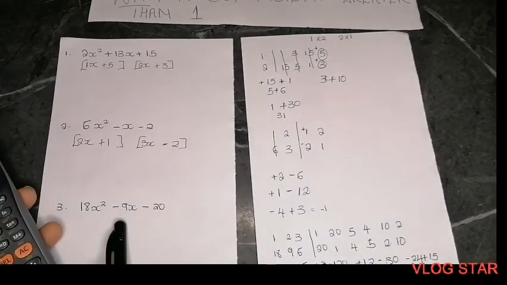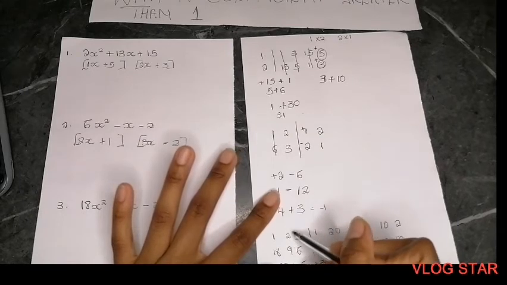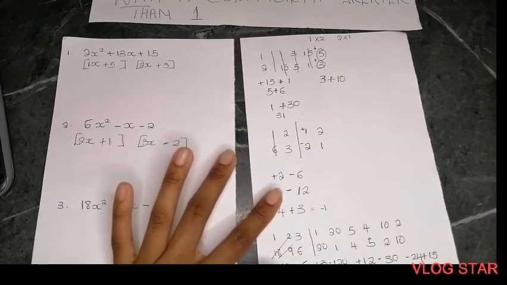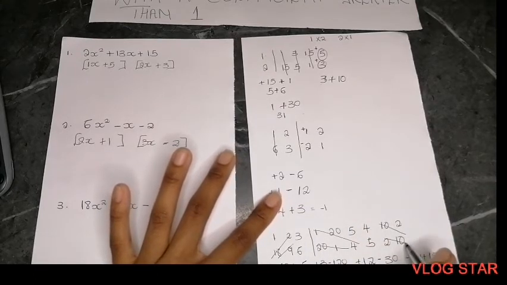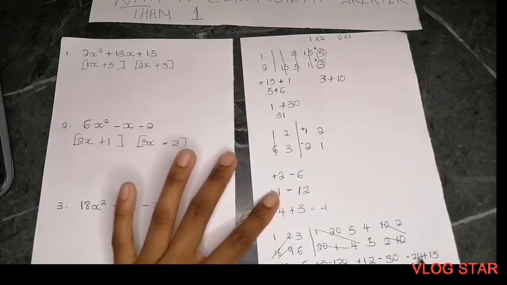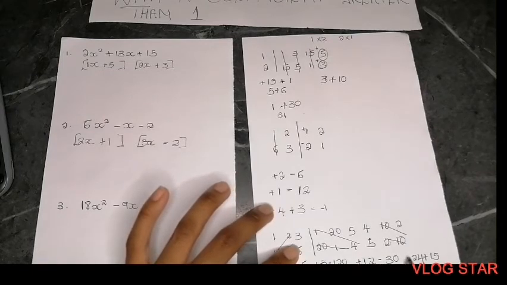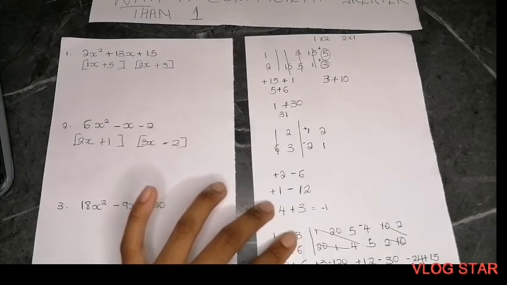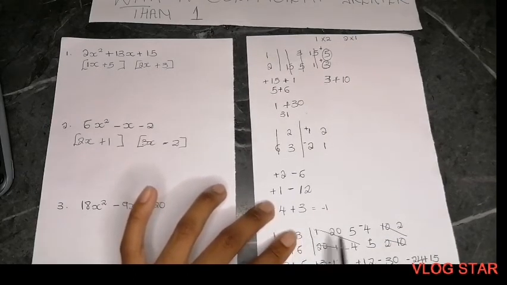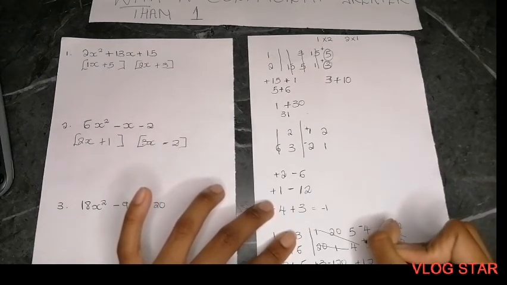Is our middle term negative 9? Yes, meaning that negative 24 plus 15 works for us, so we're just going to leave out these ones because we found the pair that works for us. I'm just scratching them so that we don't get confused. How did we get a negative 24? We got a negative 24 by multiplying 6 and 4, meaning that our 4 will take a negative sign. And how did we get a positive 15? 3 multiplied with 5 gives us a positive 15, meaning that our 5 will take a positive sign.